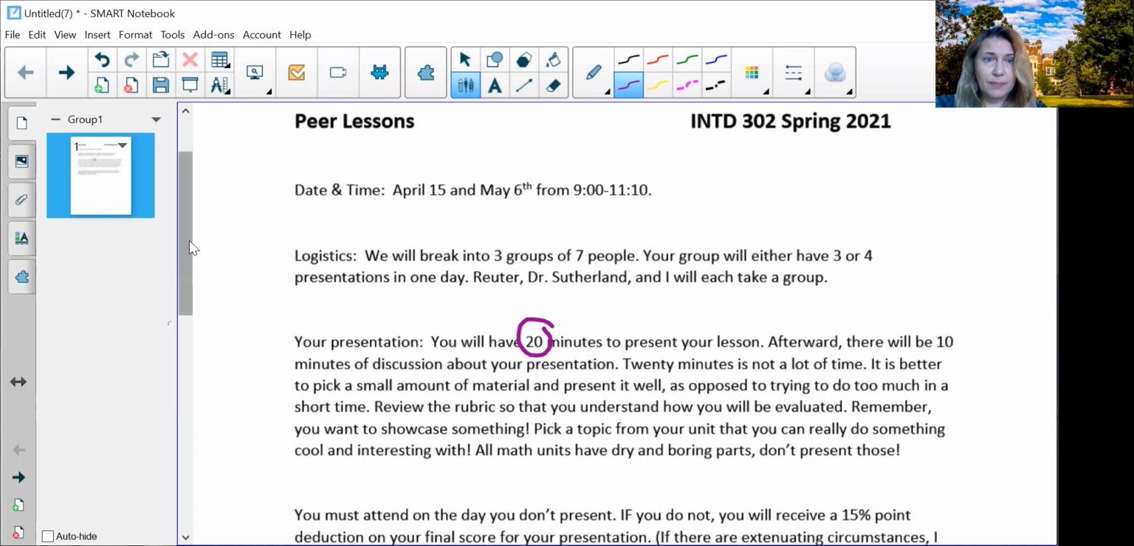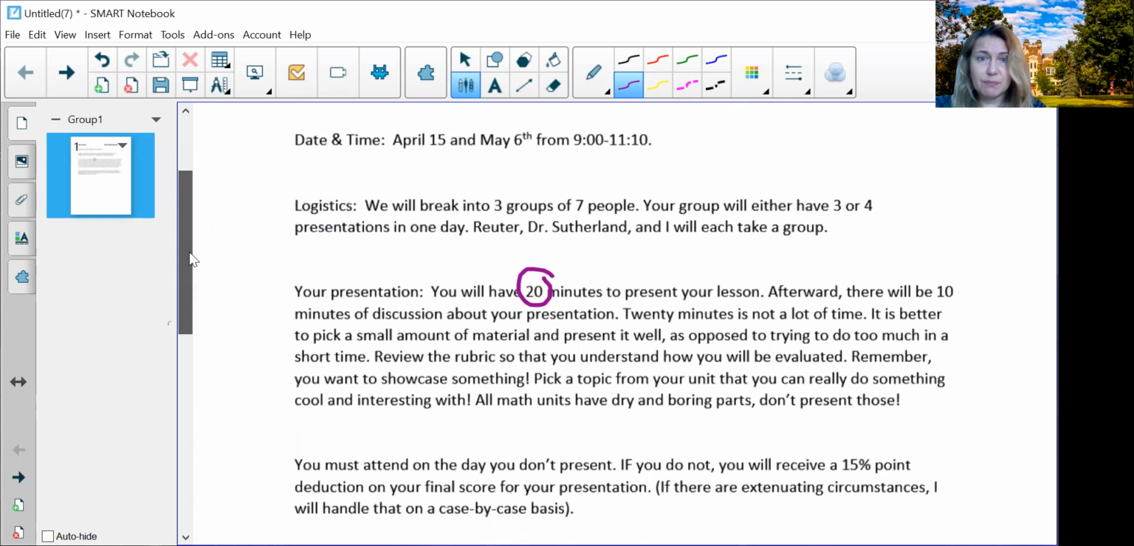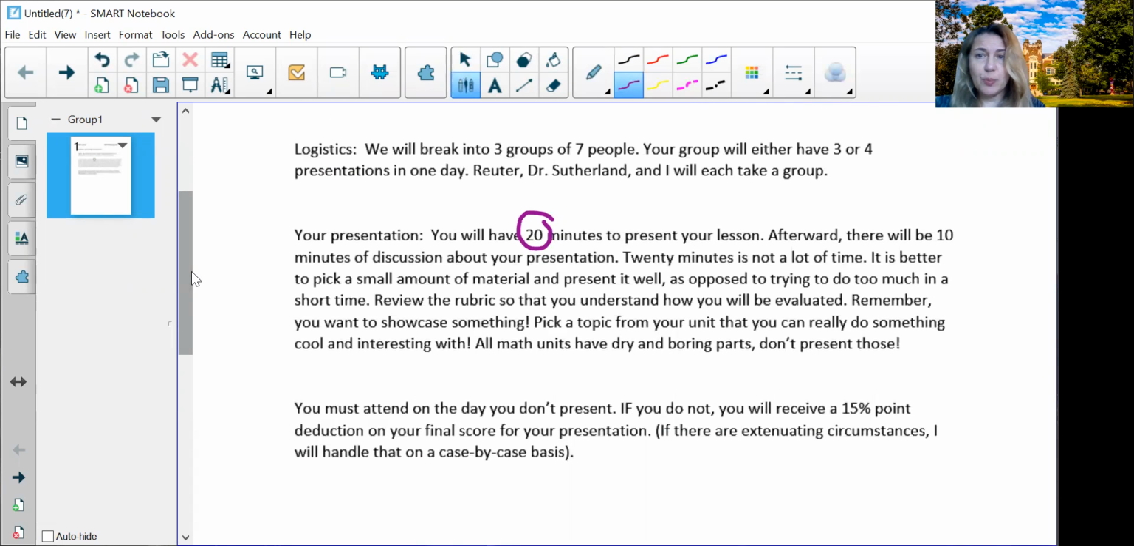So what I want to make clear to you is you are going to be much better off if you pick a small chunk of material and you present it really well. All right, if you're trying to cram too much in and you're rushing, chances are very good that that type of thing will not play well on the scoring rubric.